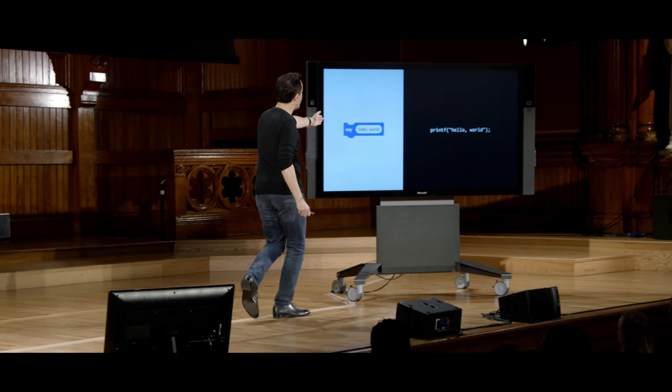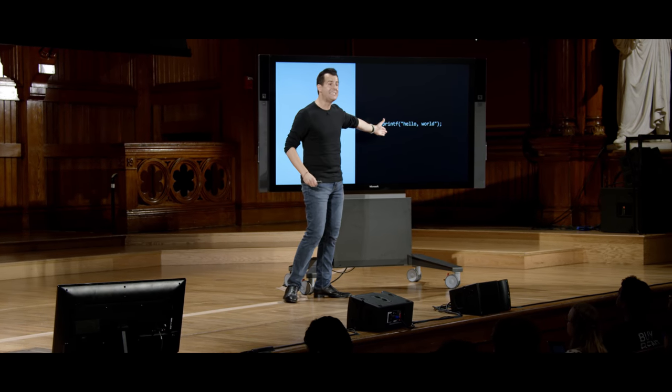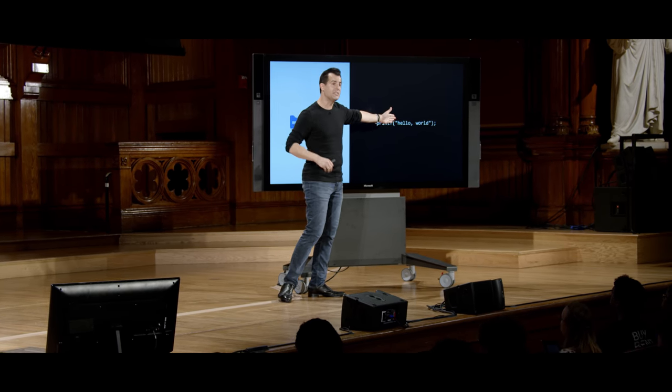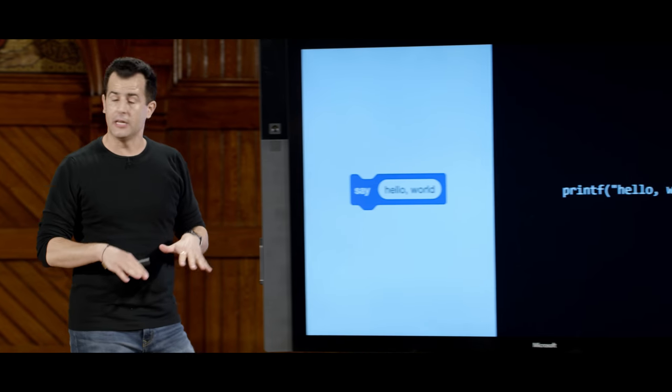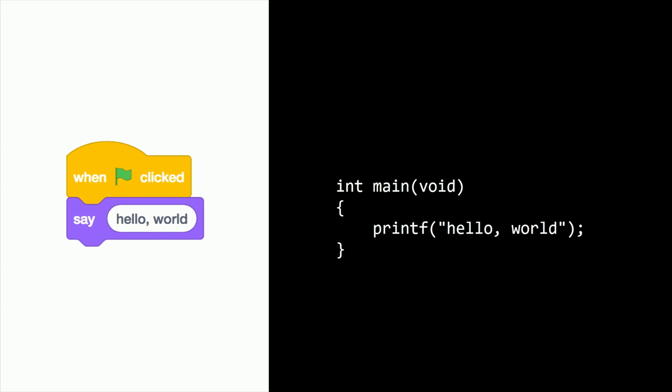So on the left, we have an idea from last week. On the right, we have an idea from this week, as we'll soon see on my computer. But they are functionally equivalent. They do the same thing. So how do we go about getting from this Scratch program to this C program? Let's point out one last thing.